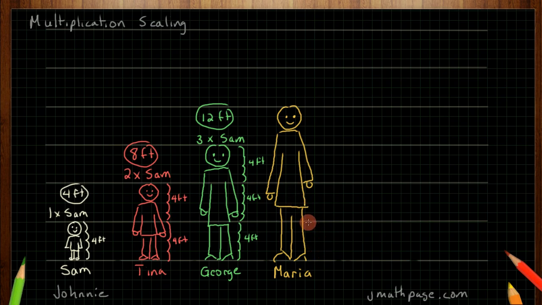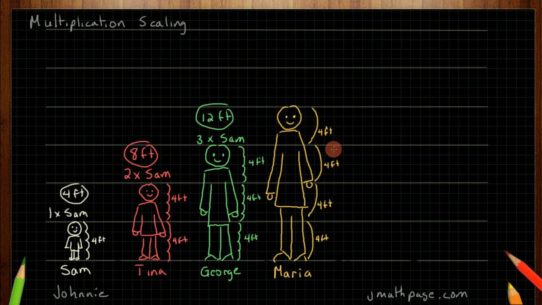Well, we know that she's 4 feet tall here, because we can compare to these over here, right? This is 4 foot, 4 foot, 4 foot, 4 foot. So she's 4 feet tall here. This next measure is also 4 feet, just like here, right? This next measure is also 4 feet. And this last measure is also 4 feet.